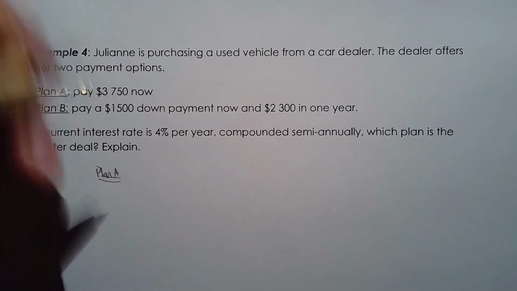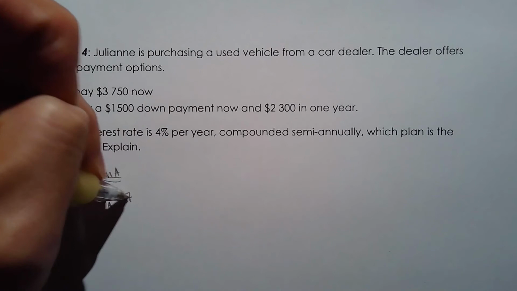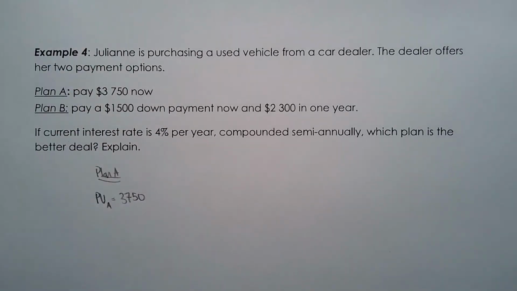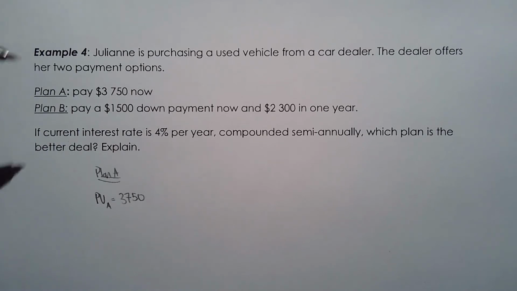Plan A, the present value is $3,750. $3,750 now is $3,750 now. There's nothing interesting about that. Now, a lot of students, when they see Plan B, they say Plan A is better because this is what they do. $1,500 plus $2,300. That is $3,800. And $3,800 is clearly greater than $3,750.